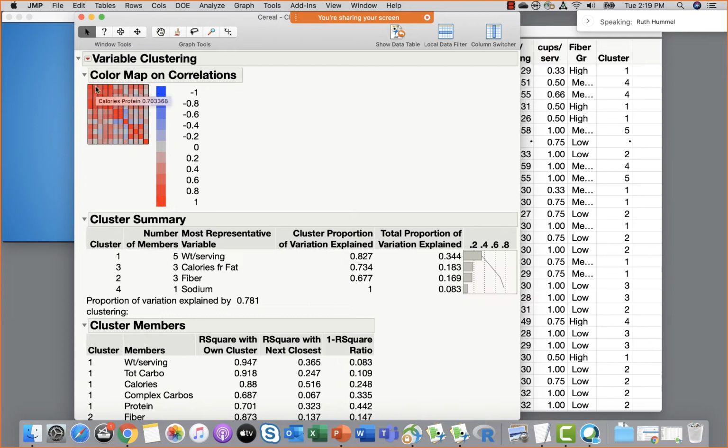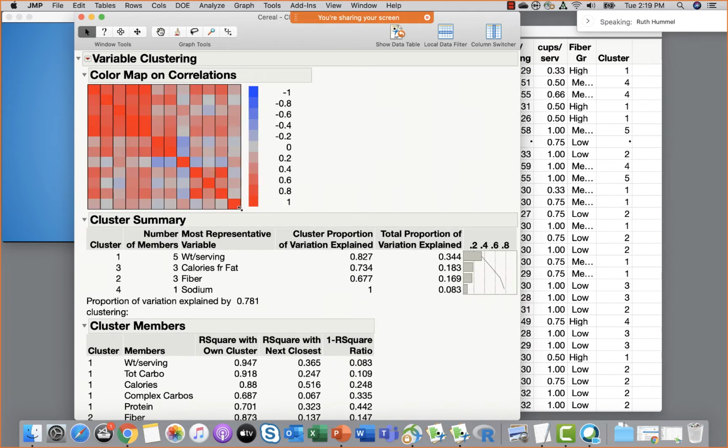So first is calories, the second one is protein, the third one is complex carbohydrates, the fourth one is total carbohydrates, the fifth one is weight per serving. I can always grab a corner and stretch this out if that makes it easier to see. But these first 5 variables seem to be very highly correlated. Then we get a tiny little cluster of these 2 being highly correlated. What are these? This is fiber and potassium. So fiber and potassium are highly correlated.